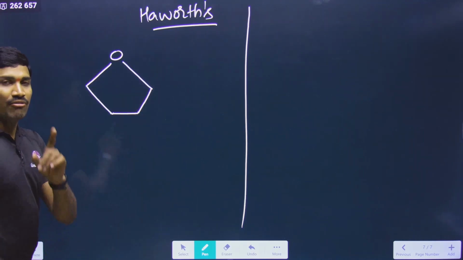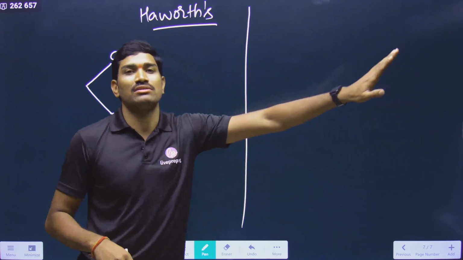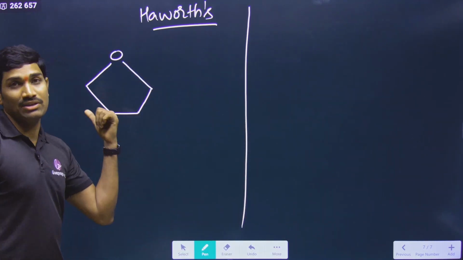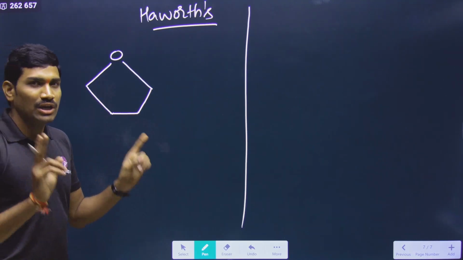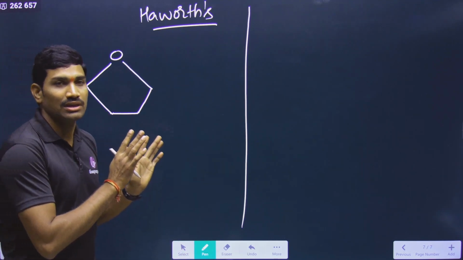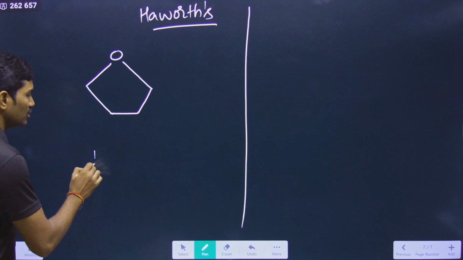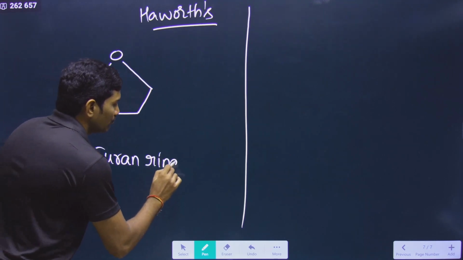Please remember, whenever we are drawing the structure of ribose from here onwards, you need to always use this type of ring only. Don't draw like the previous one, because that will be a little bit difficult for us. So this type of ring only we are using from the next lecture onwards. That's why I am telling you all these points. Observe carefully. This ring is called a furan ring.